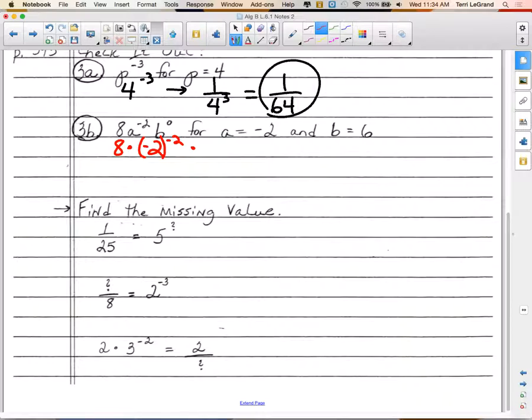Times b, which is a positive base. So now it's not a b, it's a 6 now. And it's to the 0 power. Okay, let's see what we can do as we move along here. So we have 8. Well, does 8 need to be renamed, simplified, anything? No? Okay, 8 times, what are we going to do with that negative 2? Negative 2 in parentheses, 1 over negative 2 in parentheses, positive 2. So getting rid of the negative exponent, it becomes 1 over negative 2 to the positive 2 power now.